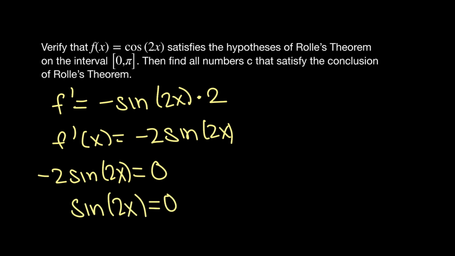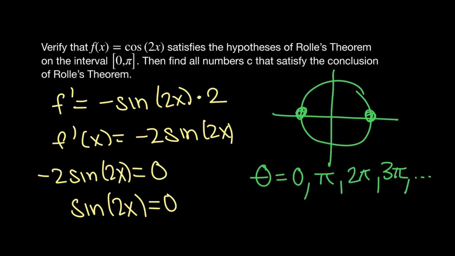If I divide both sides by negative 2, I get sine of 2x equals 0. And now I have to think about my unit circle. So where on the unit circle does sine equal 0? Sine is the y-coordinate on the unit circle, so it's going to equal 0 at 0, pi, 2 pi, 3 pi, 4 pi, anything that's coterminal with those angles.